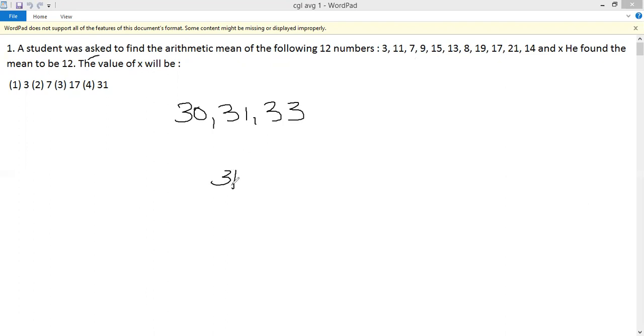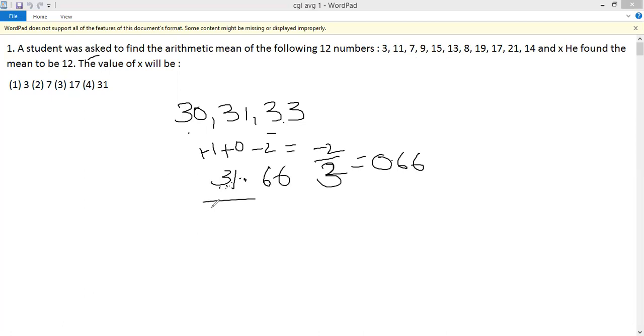See here, subtract 31, this average number, from all the remaining numbers. 31 minus 30 what? Plus 1. 31 minus 31 what? Plus 0. 31 minus 33 what? Minus 2. So minus 2. Right? Next, 2 is shared by all these numbers. So 2 by 3, what? 0.66. Right? So 31 plus 0.66. This is the average. Okay. Right. Like this.